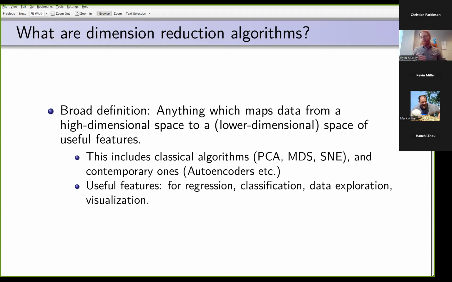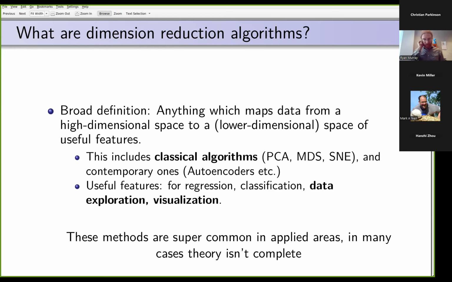And there's a lot of different goals that someone might have in doing dimension reduction. One goal might be to identify useful features for a downstream task, such as regression or classification. But another very common goal in doing dimension reduction in the data science space is to try to explore or visualize your data. And so a lot of what I'm going to be talking about are specific algorithms that often get used by practitioners to do data exploration and visualization.